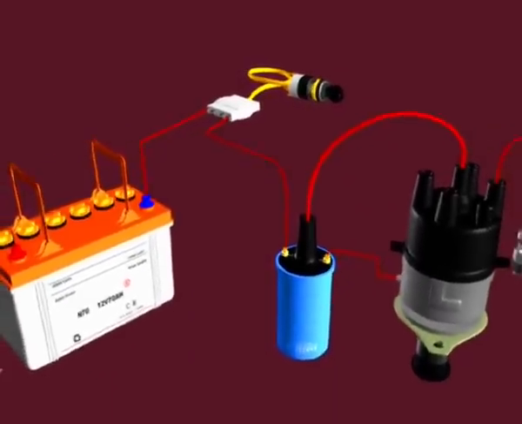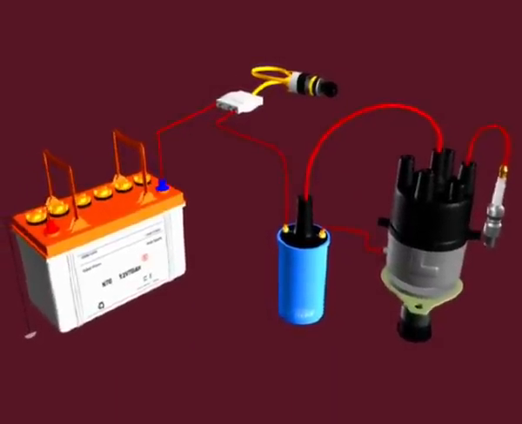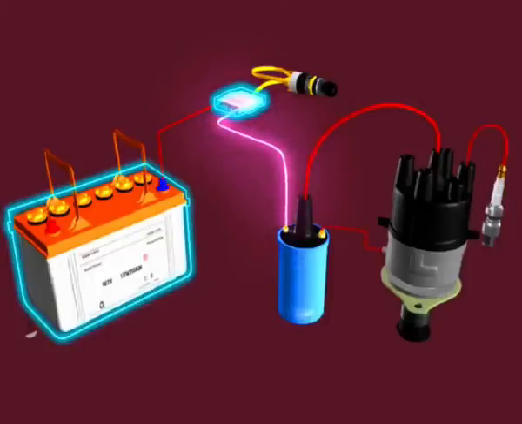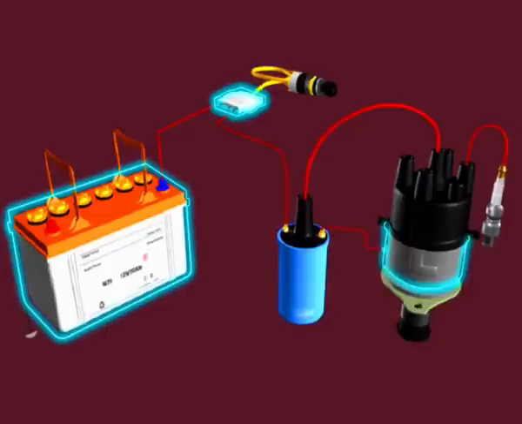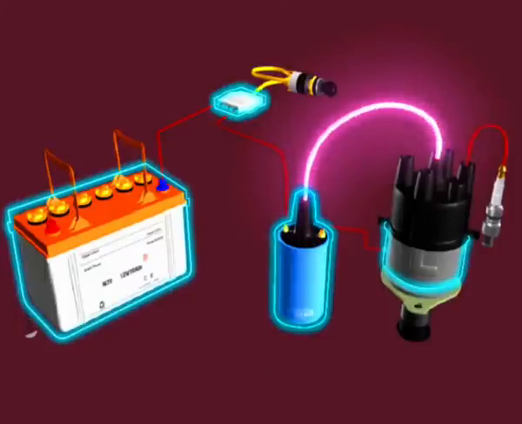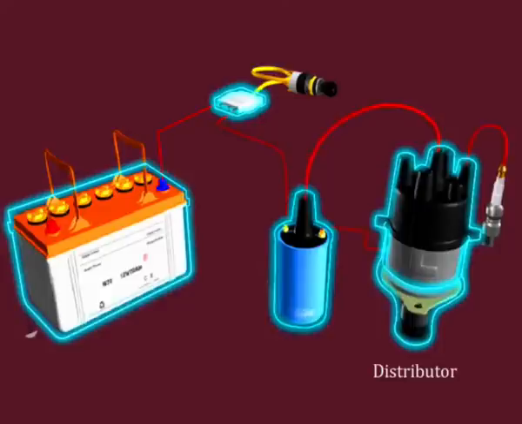Now, see the arrangement of coil ignition system. Battery, relay, ignition coil, distributor, and spark plug.